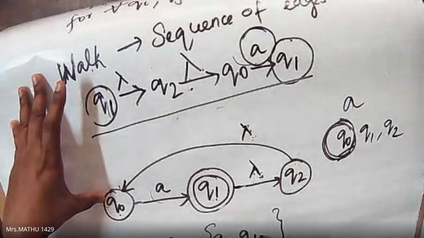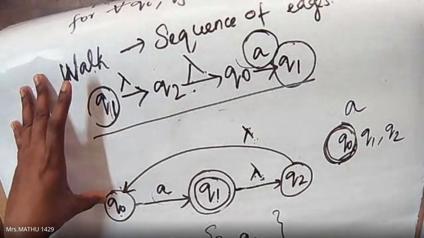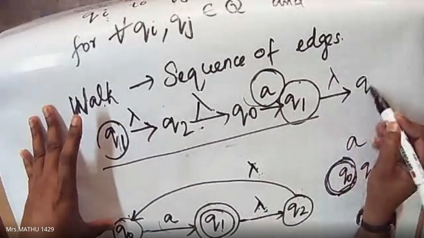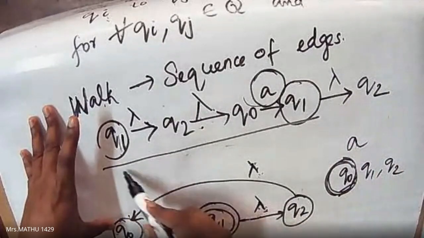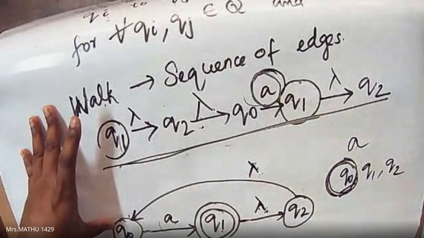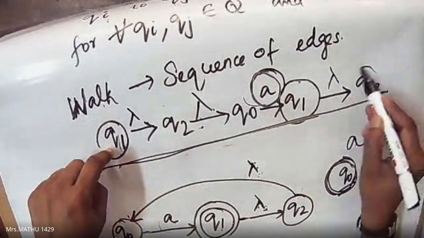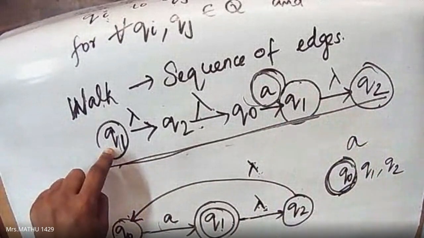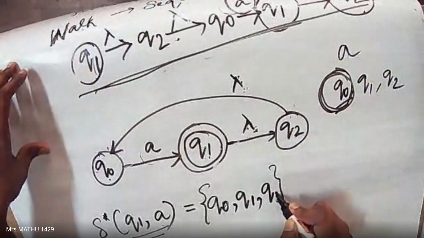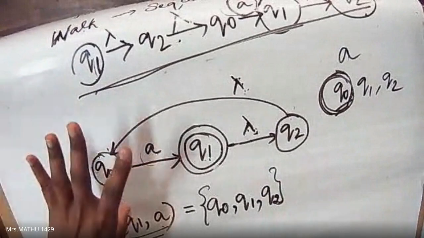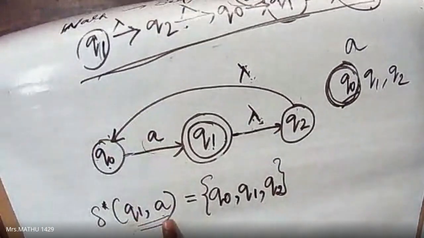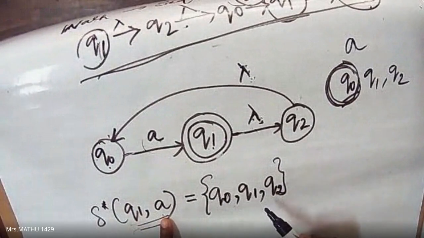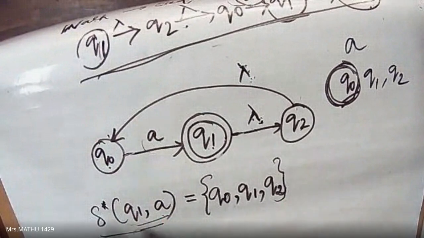The next one, you check whether Q2 is possible. If you continue the walk, you will reach Q2, and in that path you are again reading the input symbol A. So starting from Q1, you are also able to reach Q2, and in that walk you read the input symbol A. That means from Q1, on reading input A, I am able to reach all three states, Q0, Q1 and Q2. So this is the output for this particular transition function.